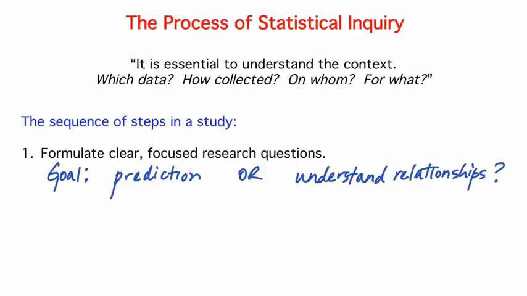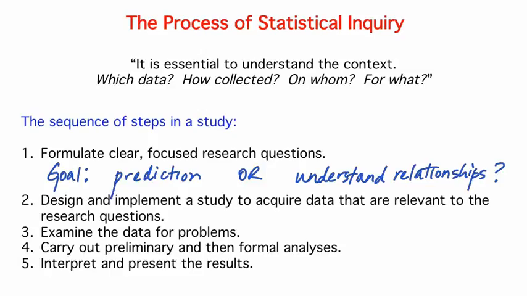Once we've formulated clear research questions, the next steps are the following. We need to carefully design and implement a study to acquire relevant data that will help us answer our research questions. Once we've got that data, we'll need to clean it. We'll need to carry out analyses, which typically include both preliminary analyses and then formal final analyses. And finally, we'll need to interpret and present our results. In this video, we're focusing on the first step, formulating a clear research question.